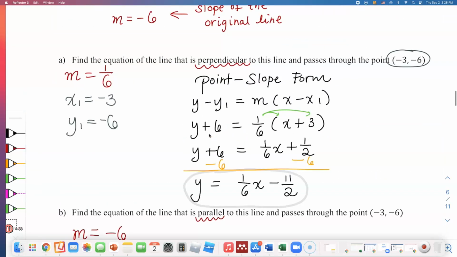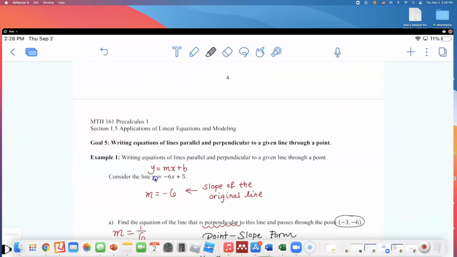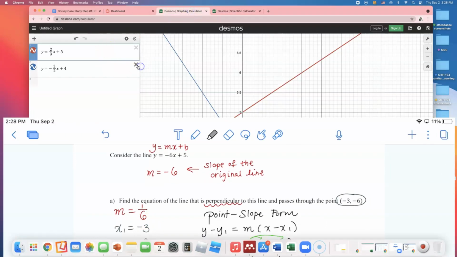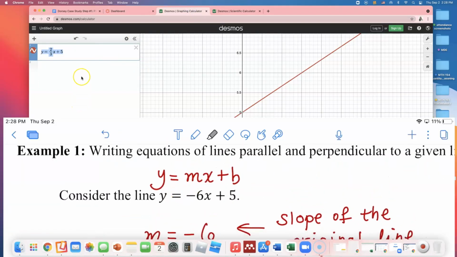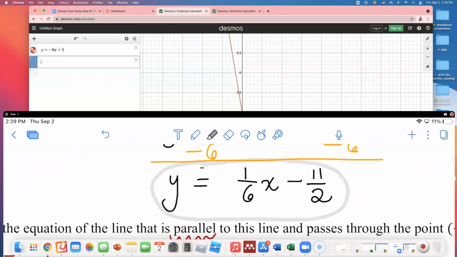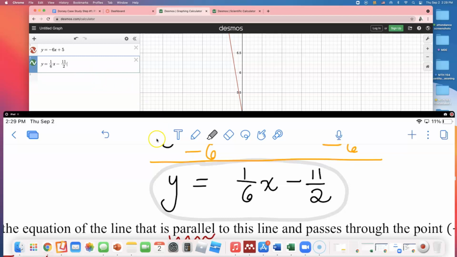So what I think I just found is an equation for a line that is perpendicular to the original line. So what I will do is I will go to my graphing calculator. I'll open a graphing calculator, and I will type the original equation in there. The original equation was y equals negative 6x plus 5, right? My answer, the one that I just got by all that work, is y equals 1 over 6x minus 11 over 2.